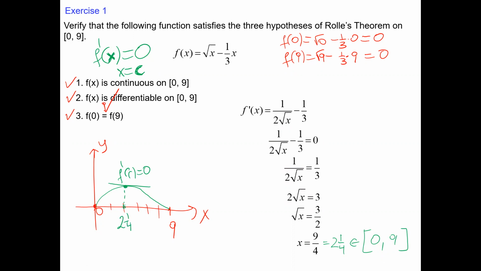That's the way to solve, to get the number. But we knew that the number exists.